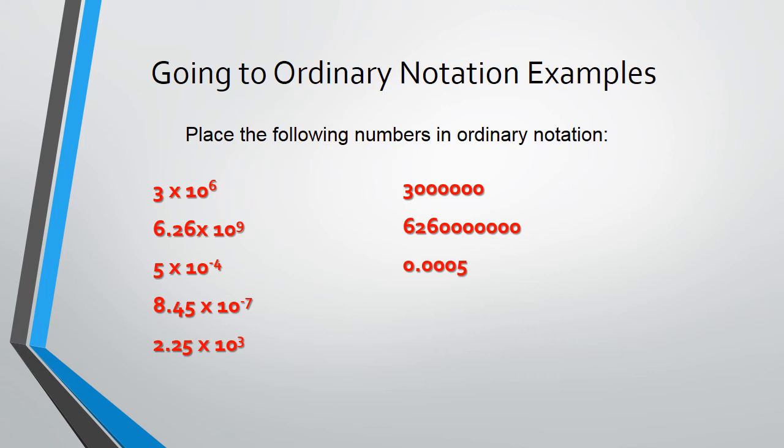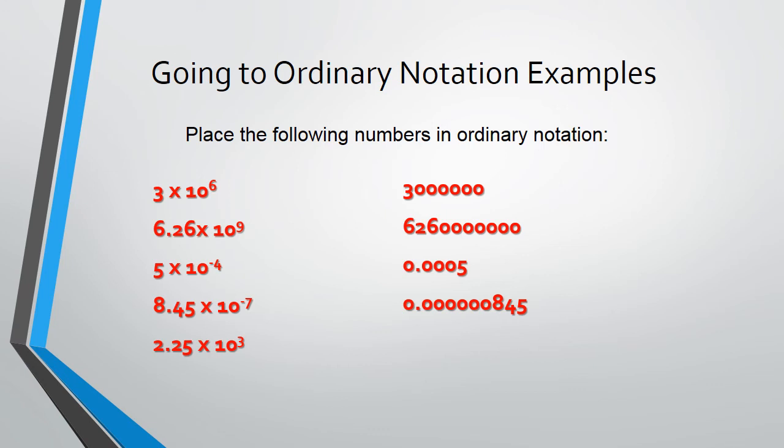7.45 × 10 to the minus 7. So in this case, the answer should be 8. We write 845, and we have 6 zeros before 8. That makes a total of 7 decimals after 8. 1, 2, 3, 4, 5, 6, 7.